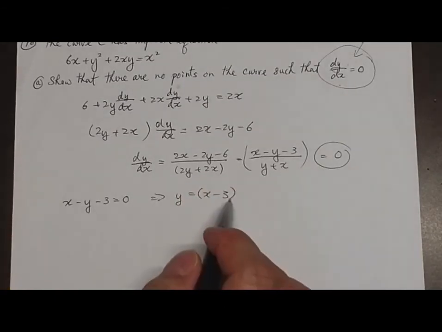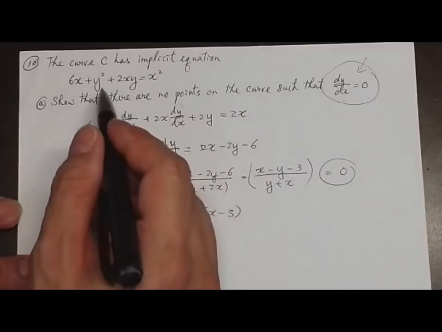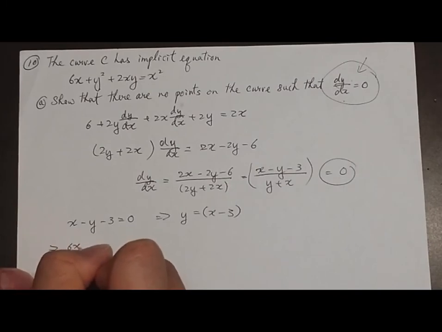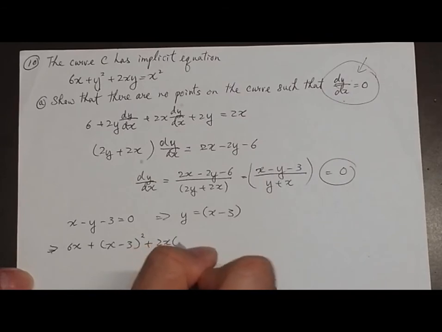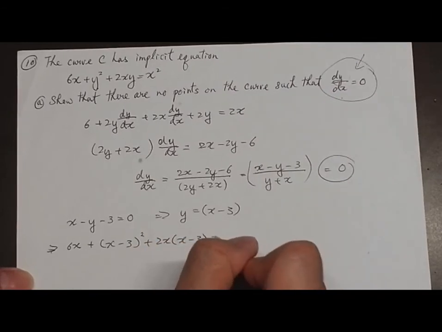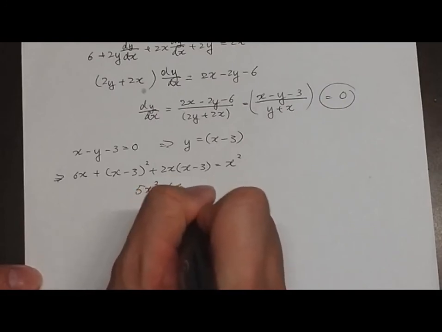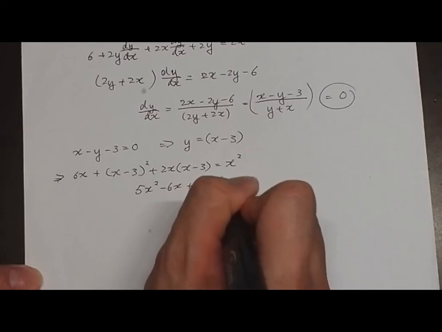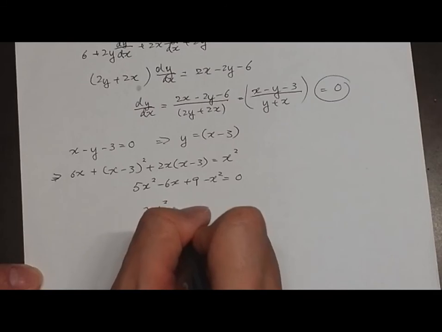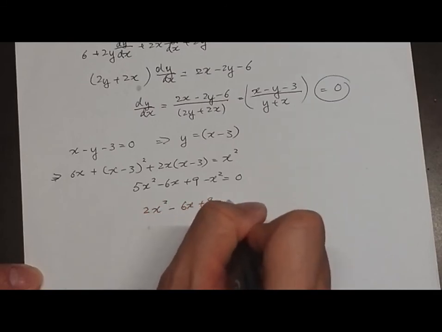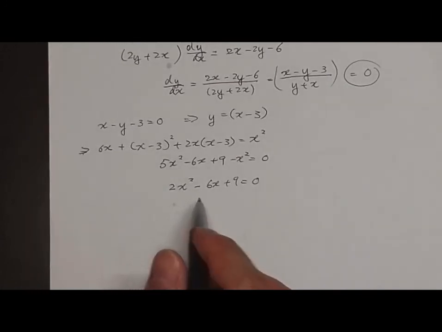If we substitute y equal to x minus 3 into the original equation here, we got 6x plus (x minus 3) squared plus 2x multiplied by (x minus 3) equal to x squared. And we got 5x squared minus 6x plus 9 minus x squared equal to 0. So it's 2x squared minus 6x plus 9 equal to 0. And we try to solve this quadratic equation.